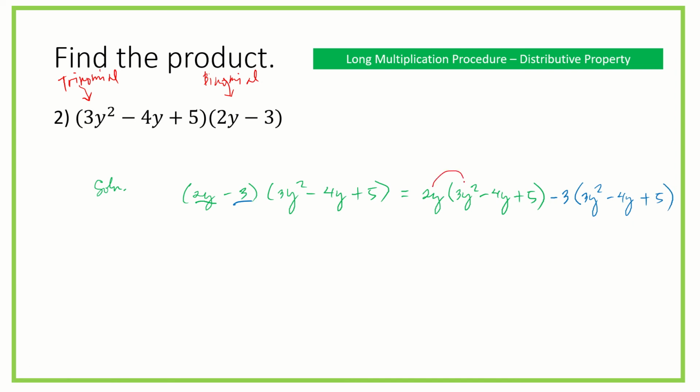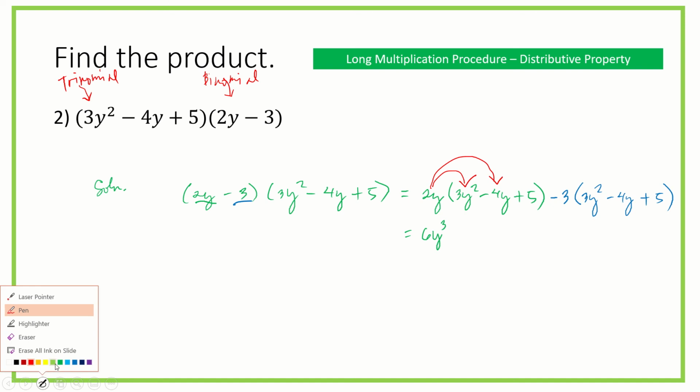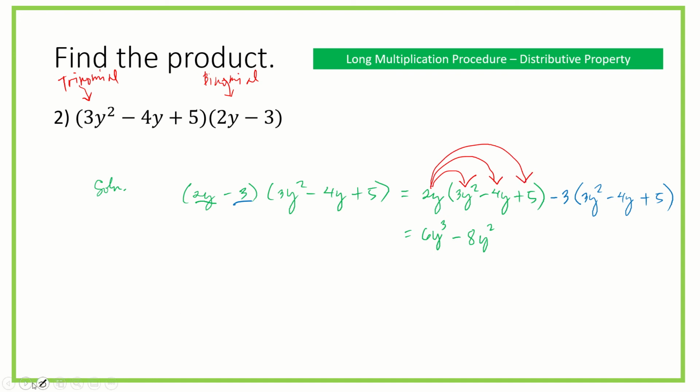So, 2y must be distributed to 3y squared, and we get 6y cubed. Because 2 times 3 is 6, and then y times y squared is y cubed, because we add exponents. Again, we are multiplying. That's why we are adding the exponents this time. Then next, 2y times negative 4y. So start with the coefficients. 2 times negative 4 is negative 8. Then y times y is y squared. Then, finally, 2y times 5. That would be 2 times 5, so 10. Then there's no y in here, so just copy the y.